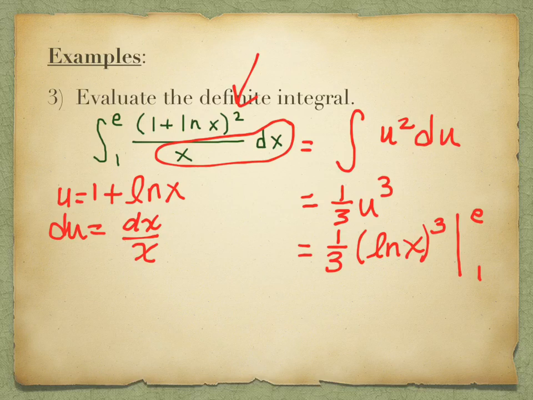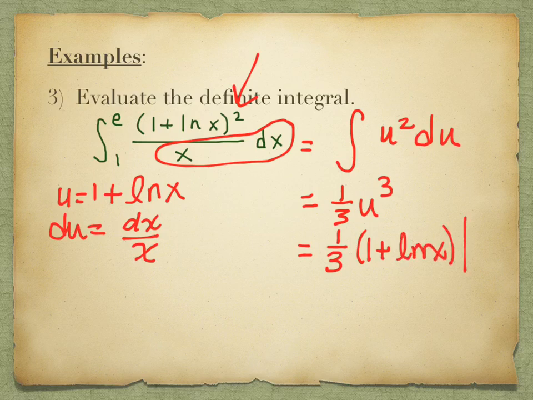What happened to the 1 plus? Oh, I left them off. Thank you for asking. We're going to fix that. 1 plus ln x. Thanks, Emily. That's cubed. And there's my e. There's my 1. All right, good catch.